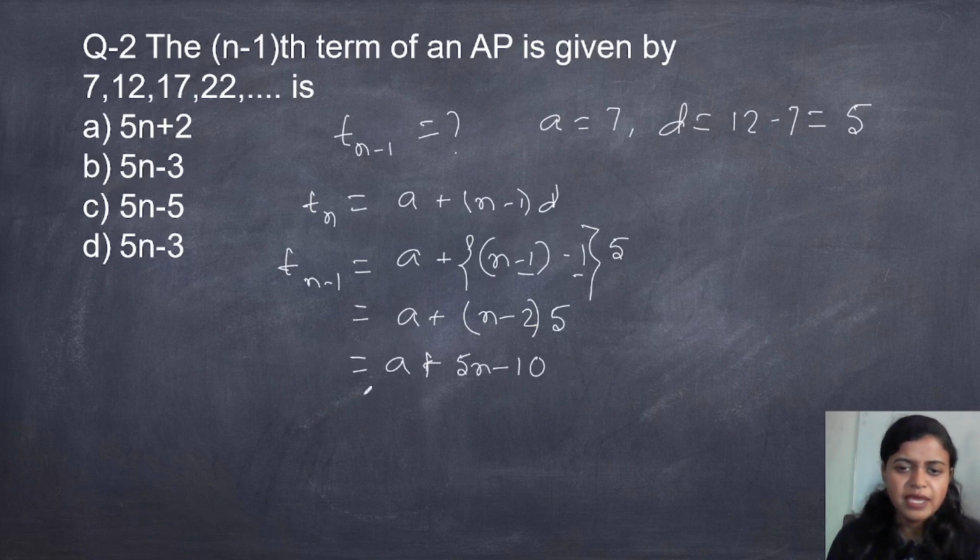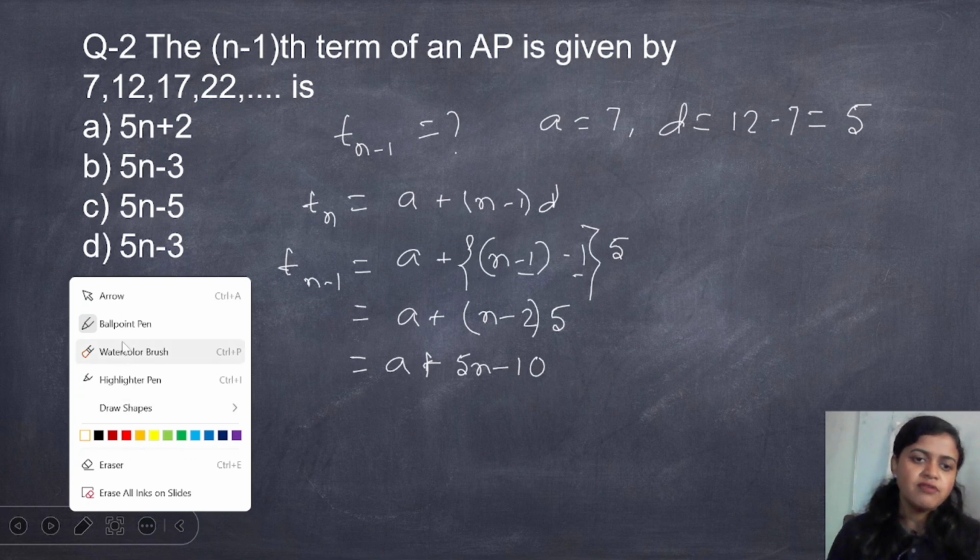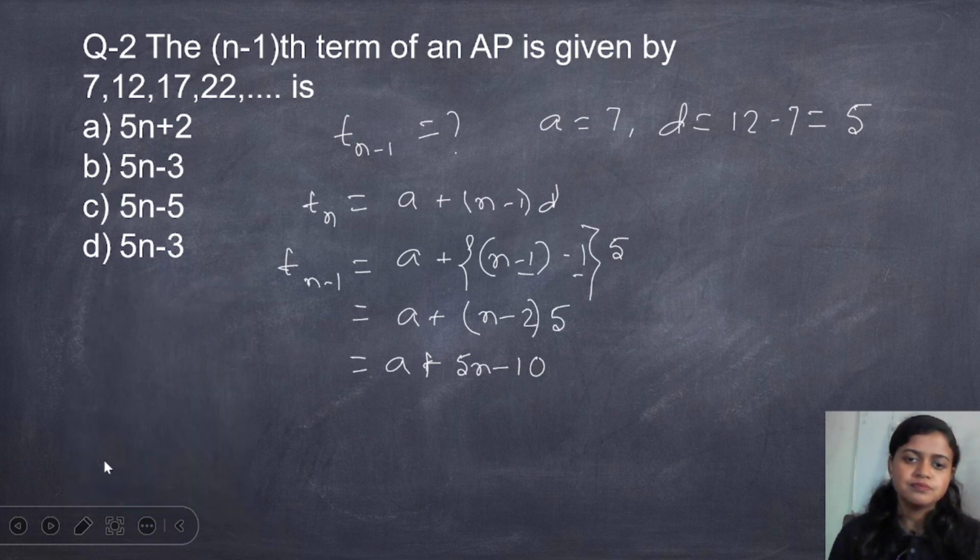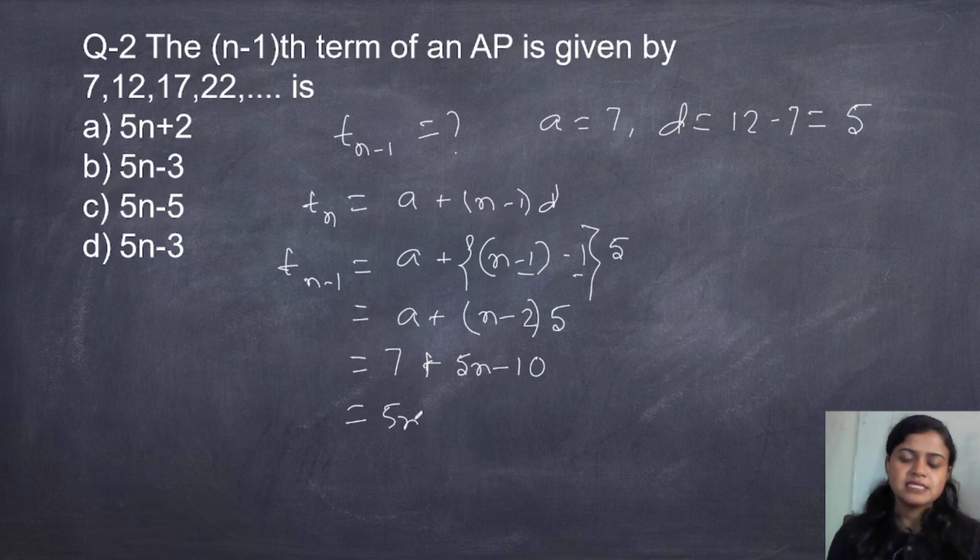A is given, so we can put the value of A also. The value of A is 7. So 5n, and 7 minus 10, that is minus 3. So 5n minus 3, option D is correct here.